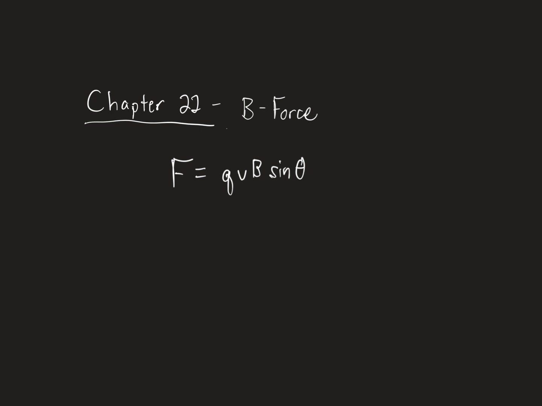Okay. And the tricky part about this actually comes from another equation. This is from taking the cross product, F equals Q times V cross B. These are the same things.